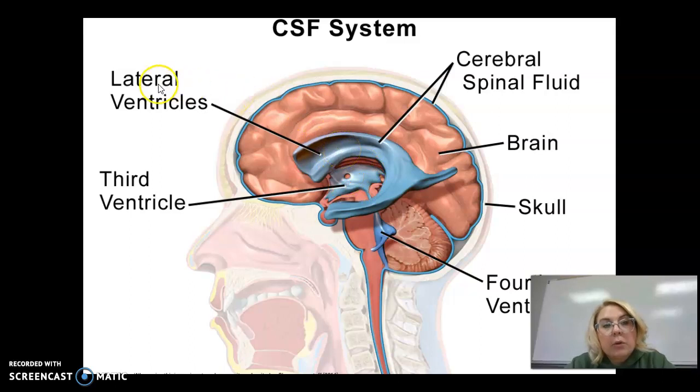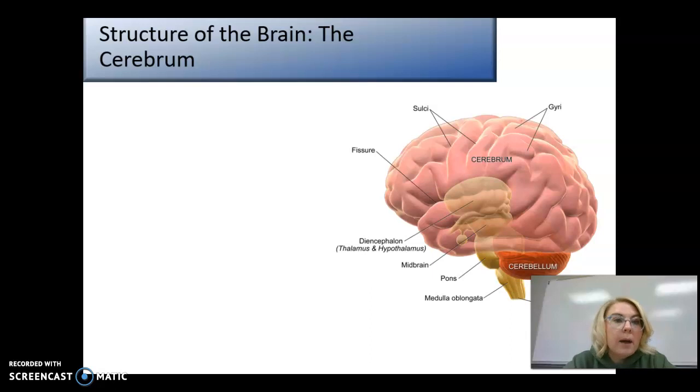So we have the lateral ventricles, cerebrospinal fluid, the brain, the skull, and then the 4th ventricle right down here, which stems from the pons area and the brainstem area, which we will get more into next lecture. So let's talk about the structure of the brain.